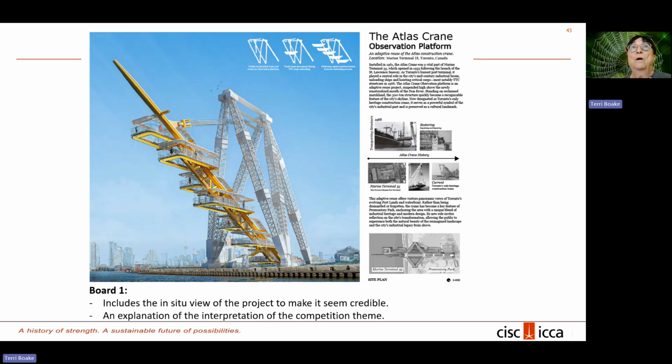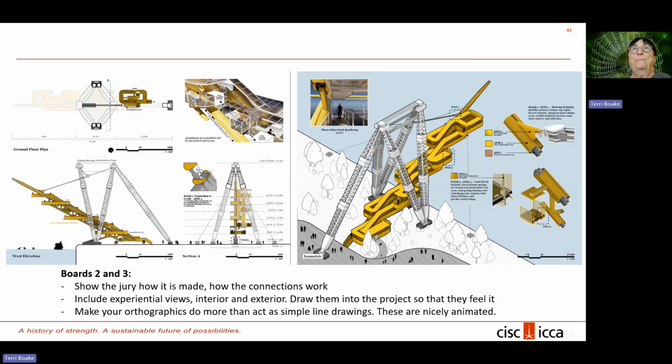This was an honorable mention from last year's competition. It included the in situ view of the project, as well as quite an interesting explanation of the idea of this crane and how it was to be made functional. And I thought the style of the renders on these boards were pretty engaging, a little bit brighter than some of the other boards, but I think that tended to make them extraordinarily clear and easy for the jury to read.